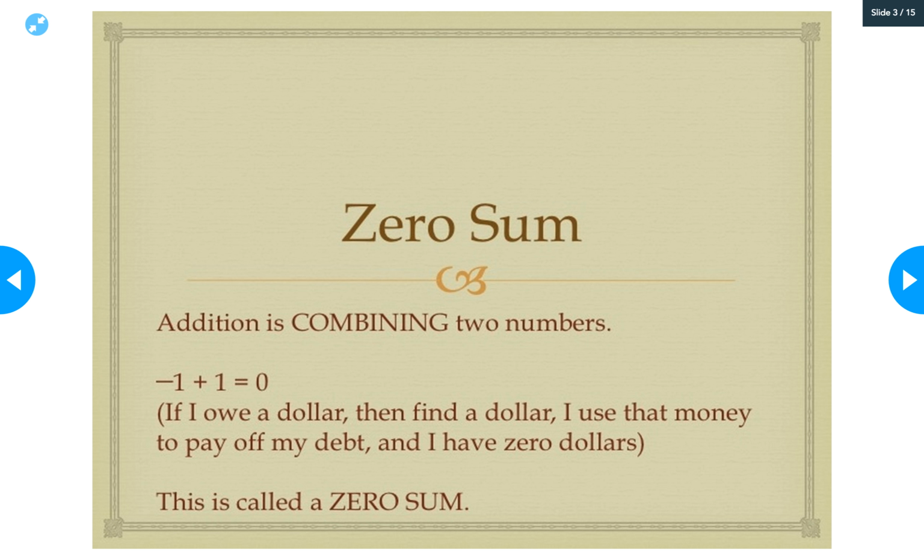We can add integers using zero sums. When we talk about adding integers, it's useful to think of it as combining two numbers.